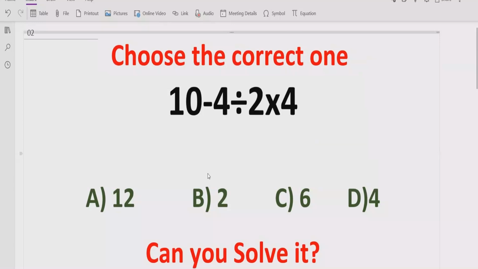Today we will solve another quiz which is related to arithmetic expression. It is a very simple arithmetic expression, but sometimes people solve it in a wrong way and find the wrong answer. So we have to solve this quiz the correct way and find out which answer is correct. In the answer list we have four answers. A is 12, B is 2, C is 6 and D is 4. So let's see after solving it which answer is correct.